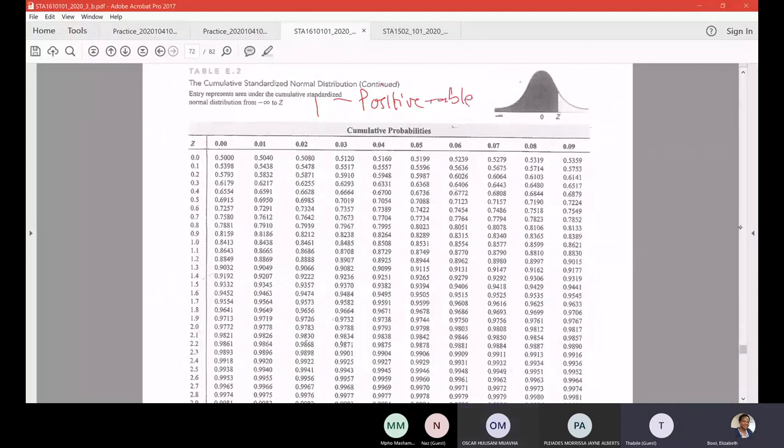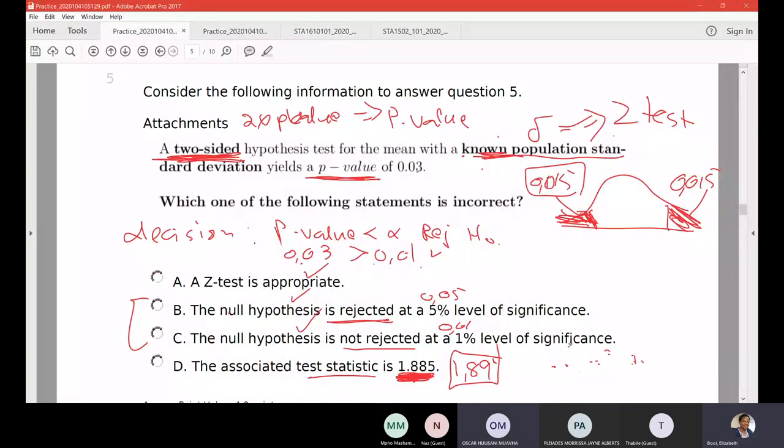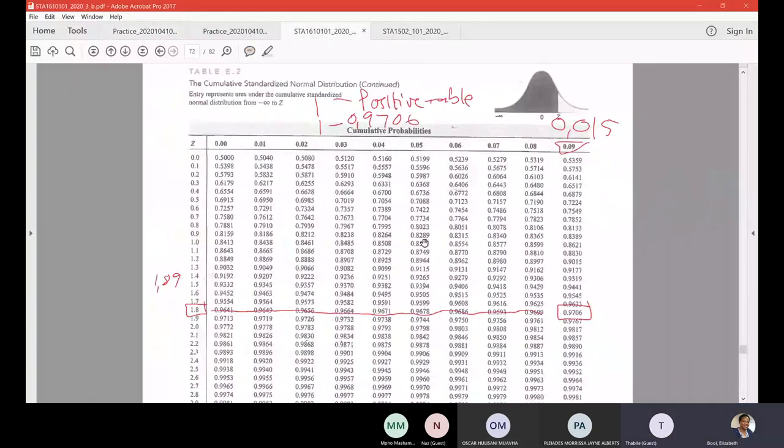We are going to subtract that. So it's 1.89. So we go 1.8 and 9 at the end. Take it to the end. So I will have to say 1 minus 0.9706. This answer should give me 0.015. Is it 0.15? What did we say? Yes, it should give me 0.15. Let's see, what does it give me?